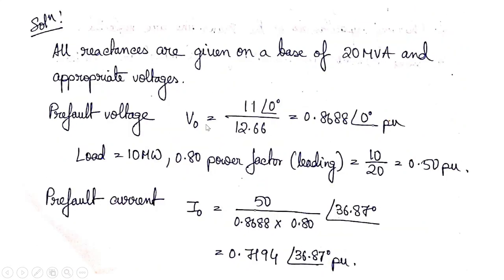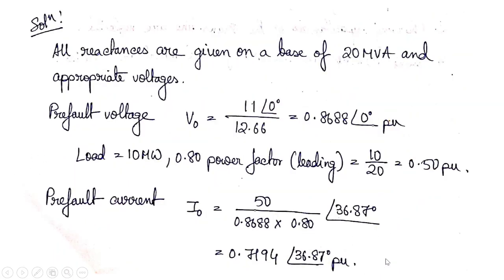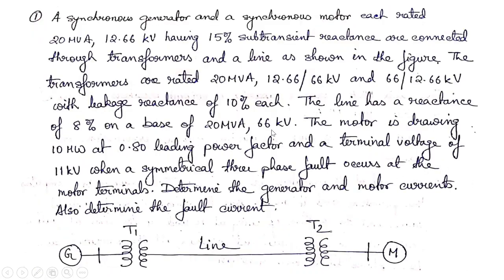So we do not have to take another voltage. The pre-fault voltage is V0, that is before the fault occurs. What is the voltage V0? That is 11. We know that it was 11 kV at the terminal of the motor. It was 11 kV, and our base voltage is 12.66 that we have obtained from this point.